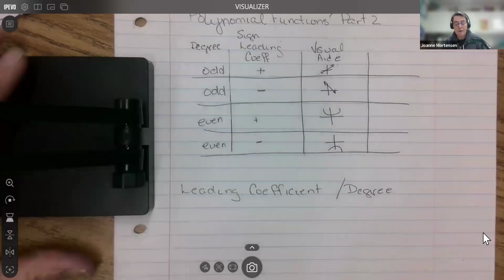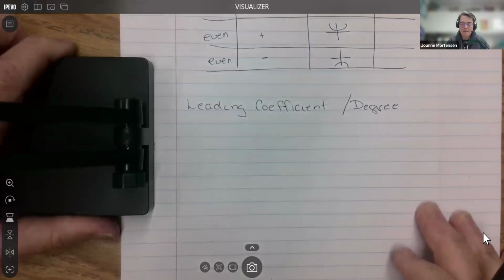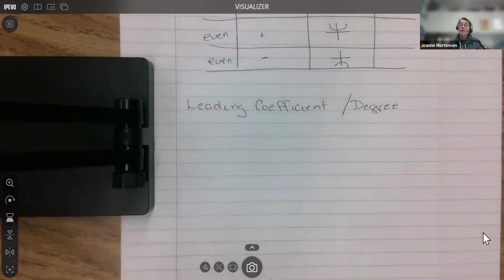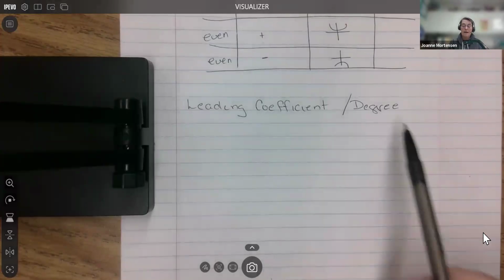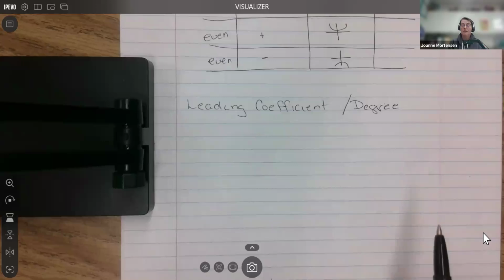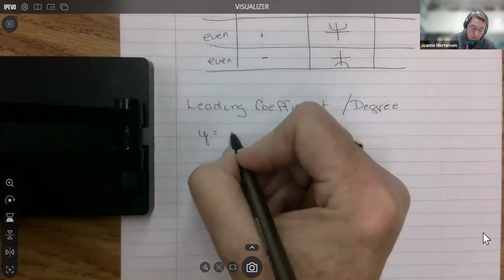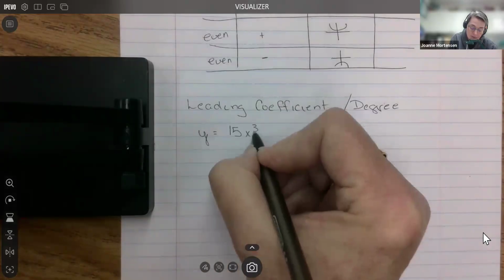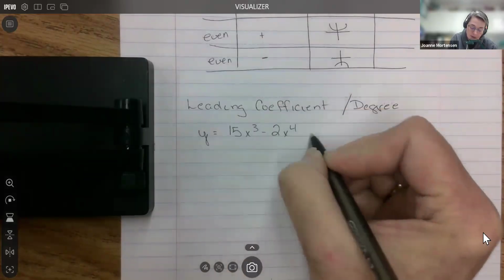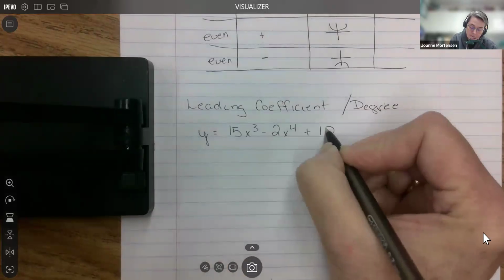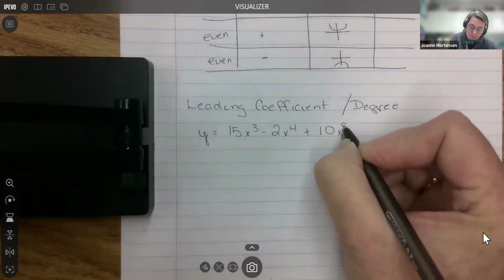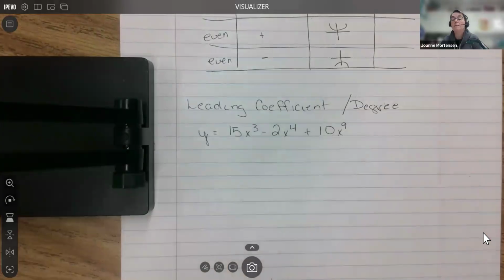The leading coefficient and degree are in the same term. They're not the same thing, but they're pretty close. And I actually should have put degree first and then leading coefficient, because degree is what you look for. So your equations are basically going to look like this, or some mess, because I'm always just making them up.